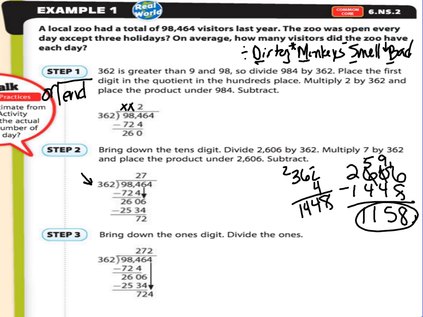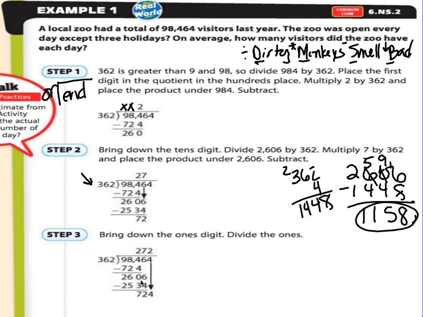The most common mistake that many students make is they say, okay, well, 362 can't go into 72, so they add a 0 up here. So they end up with 20702.